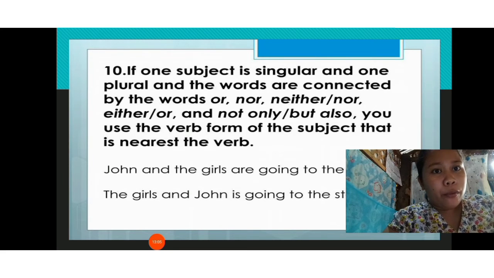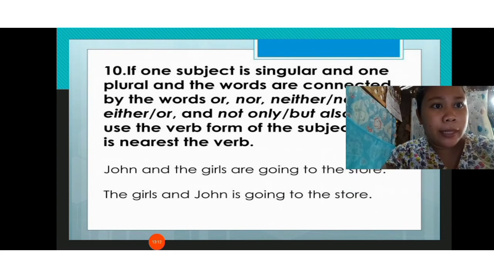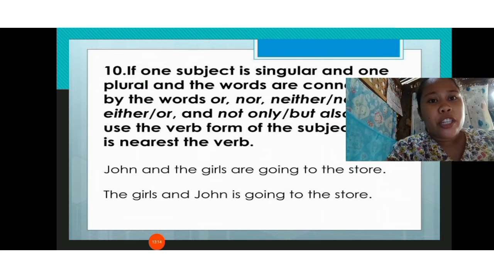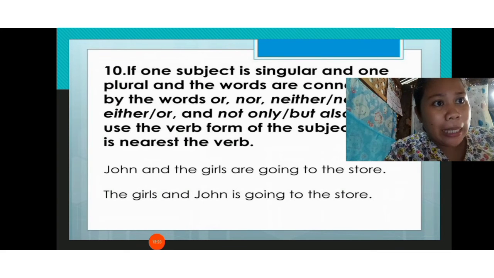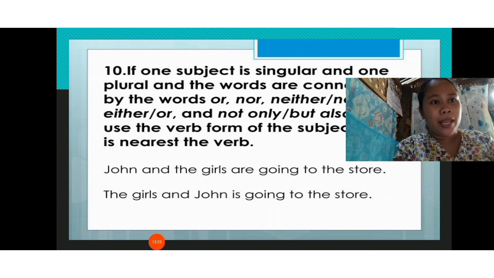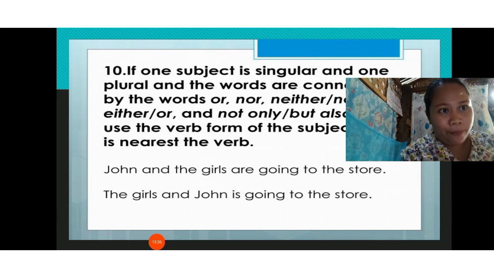Let's take a look at the subject that is nearest to the verb. For example, John and girls are going to the store. So John is singular and we have the girls, which is plural. So we are going to use the plural form of the verb. We have are going to the store because girls is the nearest subject to our verb.